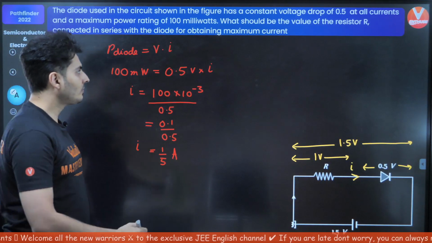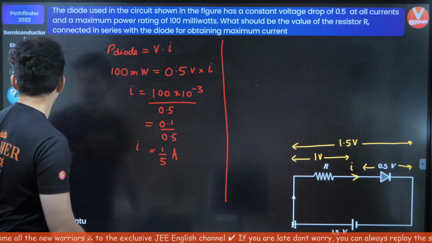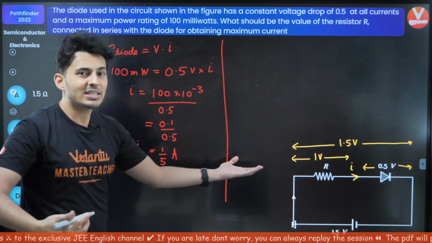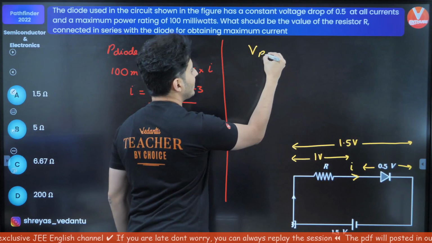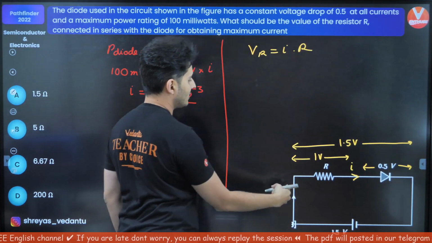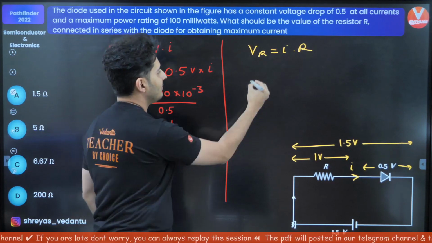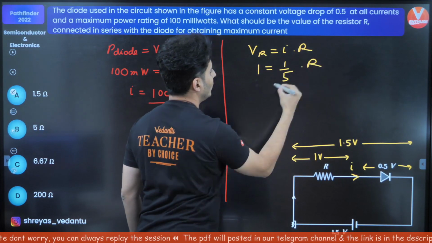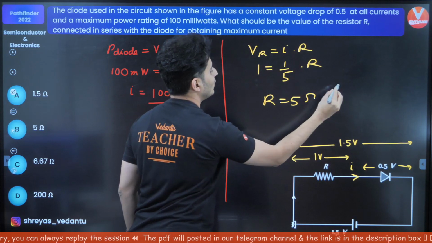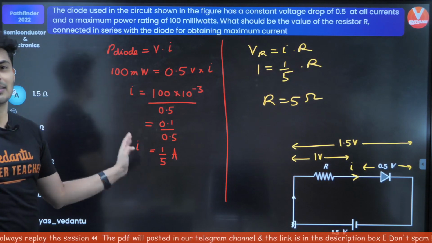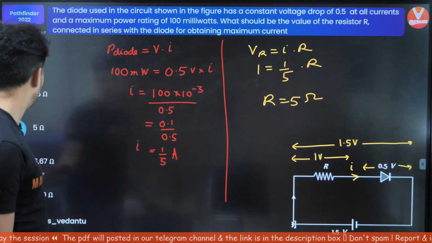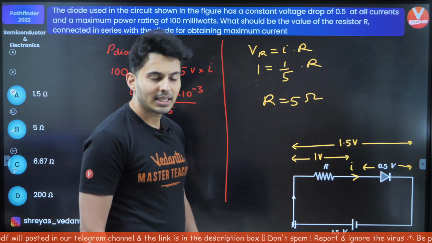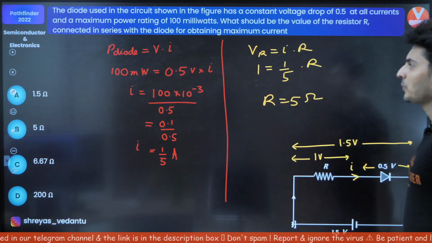Now think, if I know the current, can I find the resistance? Yes, V is IR. So voltage across the resistance is current into the resistance. So voltage is 1 volt, current is 1 by 5, and resistance I don't know. So R will be just 5 ohms. Simple circuits. That's all. So the answer should be 5 ohms. Got it? Very, very easy problem.